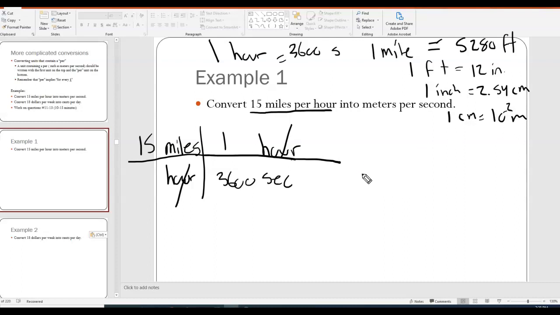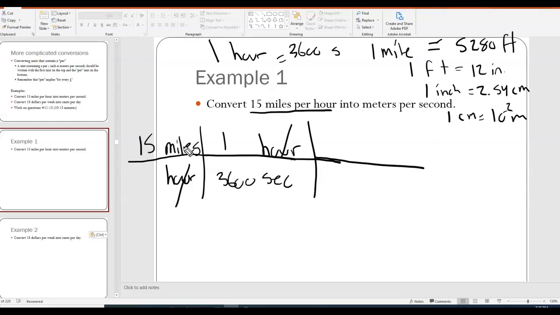Now at this point you might be saying, wait, wouldn't it just be easier to look up the conversion factor from miles to meters? Yeah, it probably would be, but I want you to get some practice doing these more complicated unit conversion problems. Practice never hurt anybody. So I'm going to now go from miles to feet, from feet to inches, from inches to centimeters, and centimeters to meters. Now what do I put down here?